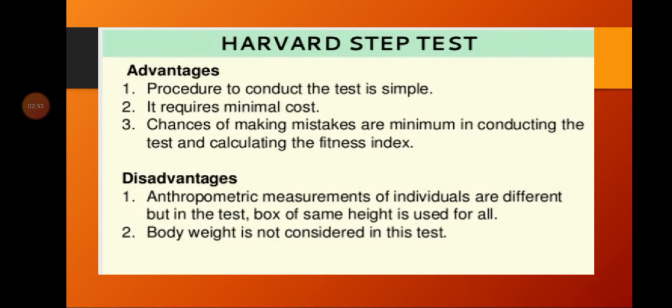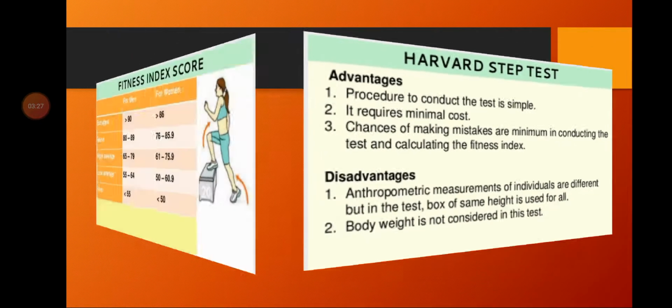First one is about the advantage. What are the advantages? Procedure to conduct the test is very simple. It requires minimal cost. Chances of making mistakes are minimum in conducting the test and calculating the fitness index. Then there are two disadvantages too. Anthropometric measurements of individuals are different, but in the test box of the same height is used for all. Then second one, body weight is not considered in this test.